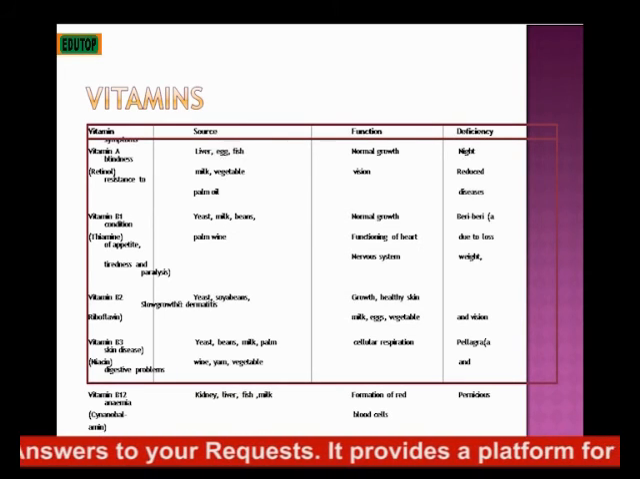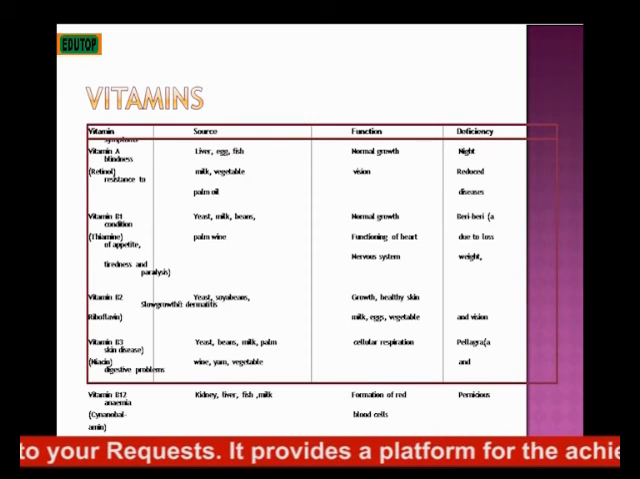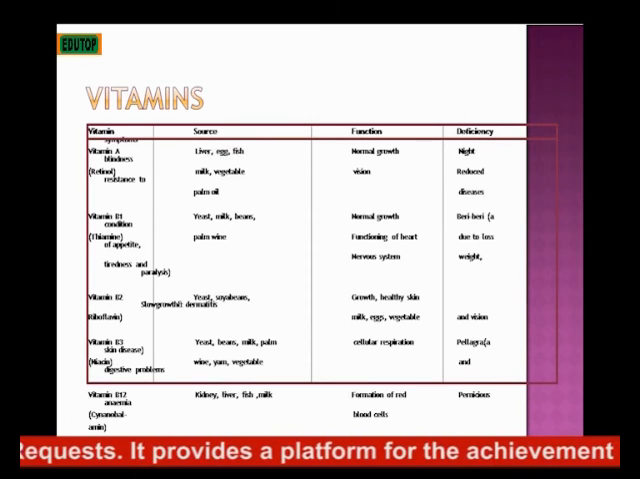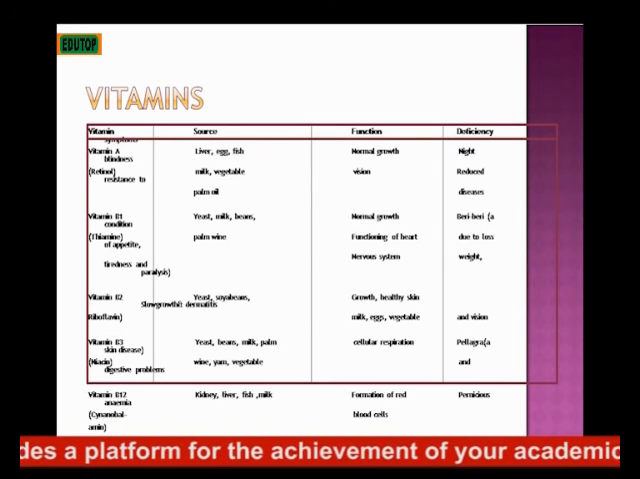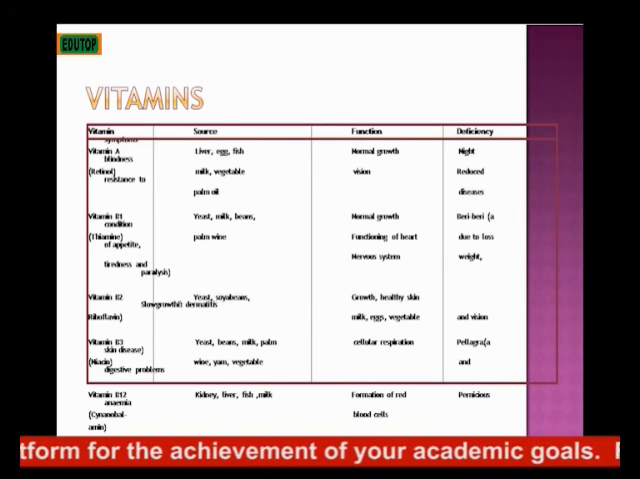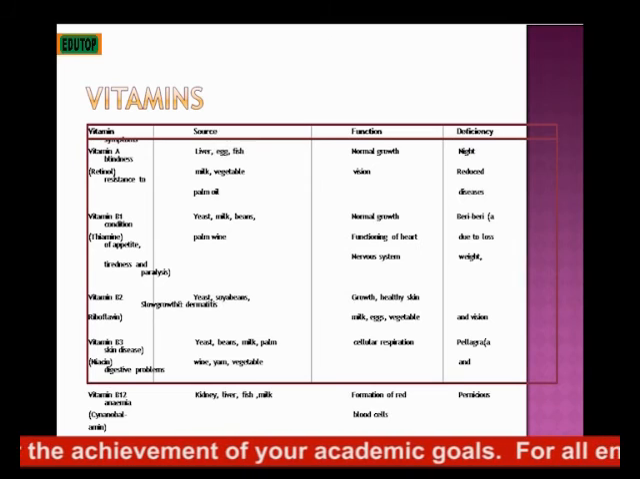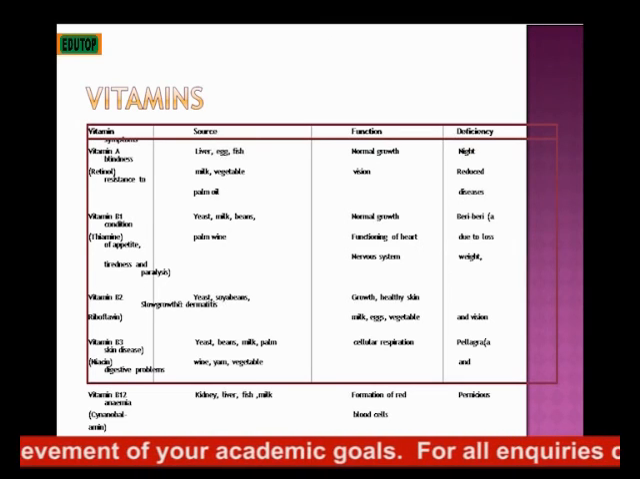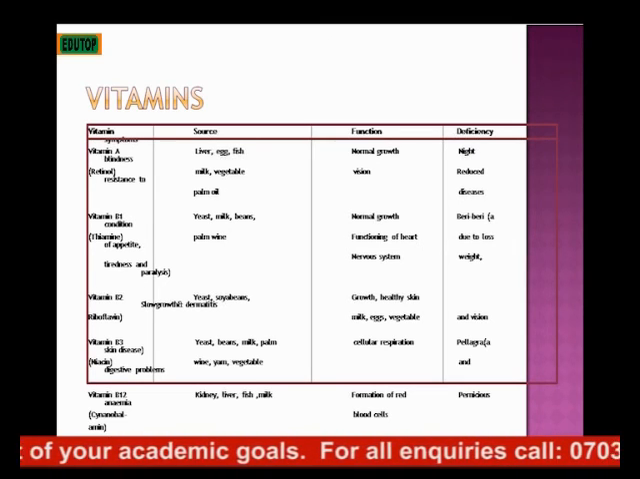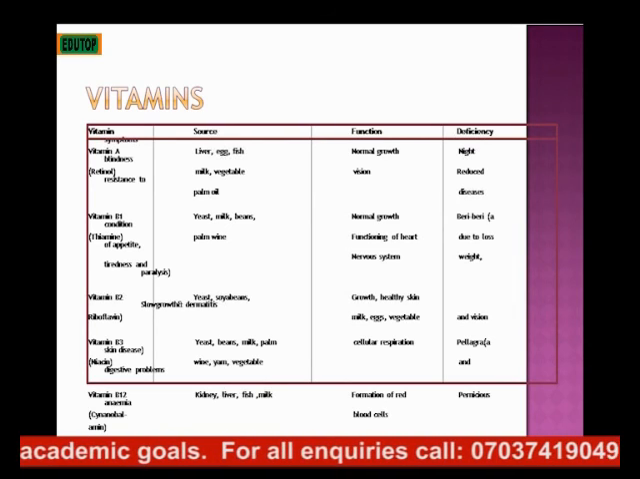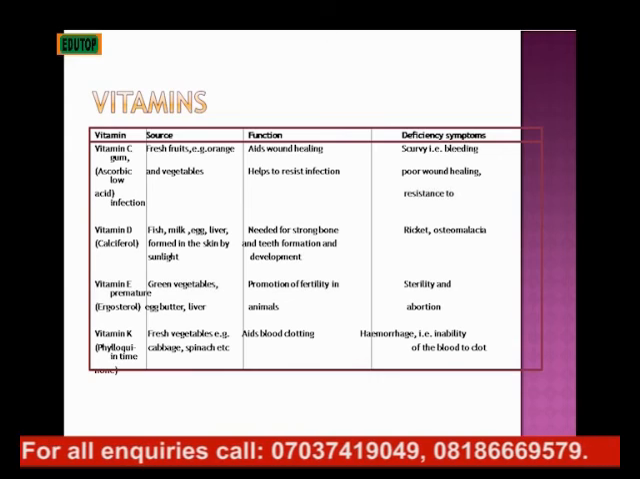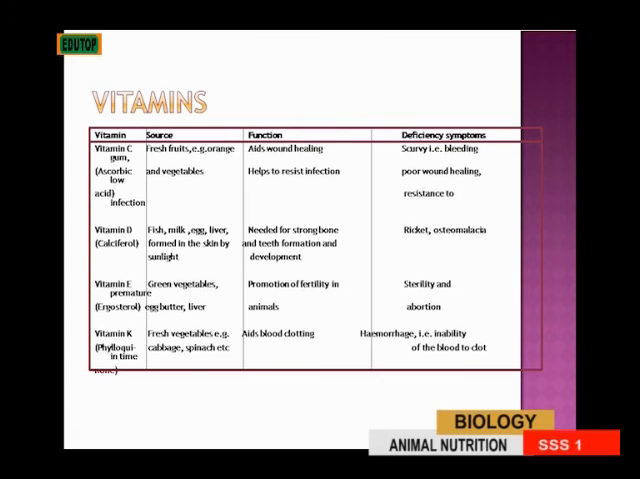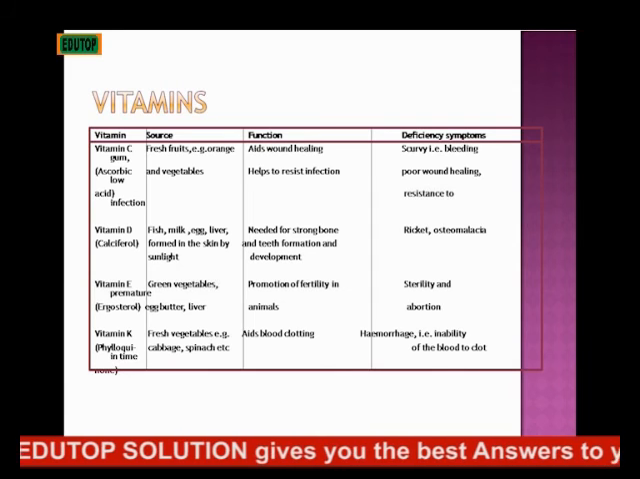Also, the next vitamin that I'm talking about is vitamin B12, that's cyanocobalamin. You find it in kidney, liver, fish, and milk. It is responsible for the formation of red blood cells, and the deficiency leads to anemia, that is loss of blood or reduction in the production of blood in the body.